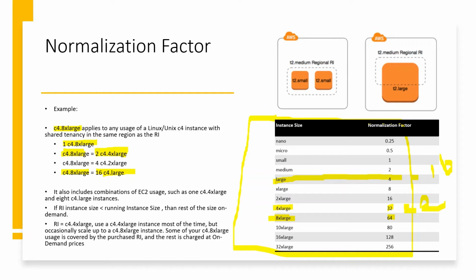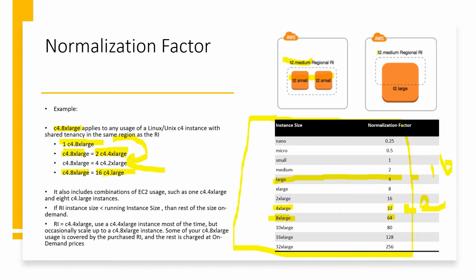So I think hopefully you have understood that example. Similarly, one T2 medium is equal to 2 T2 small. In this case I had a larger instance which I could apply to a smaller instance. The vice versa is also possible, like if I have one T2 medium and then one T2 large running on my account.